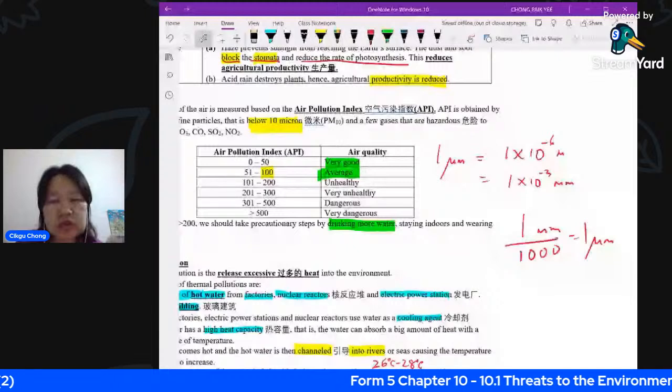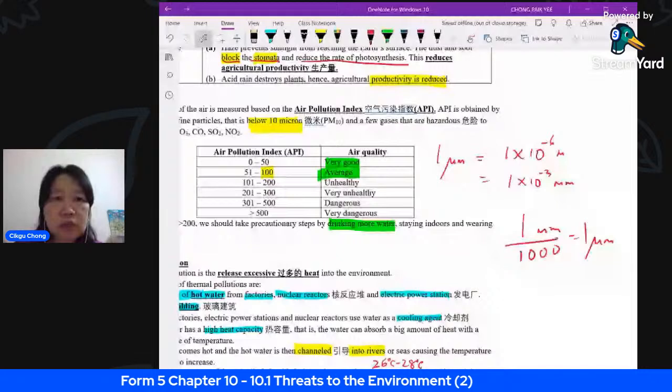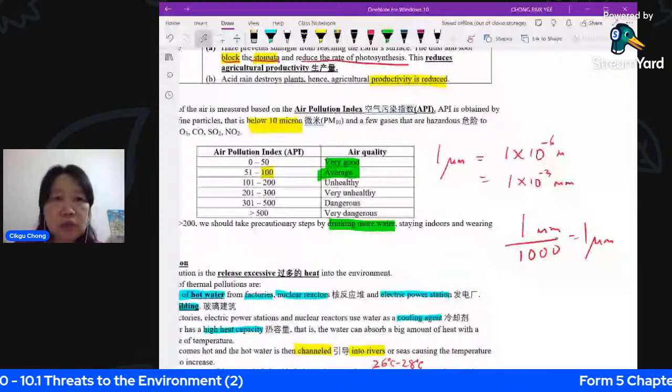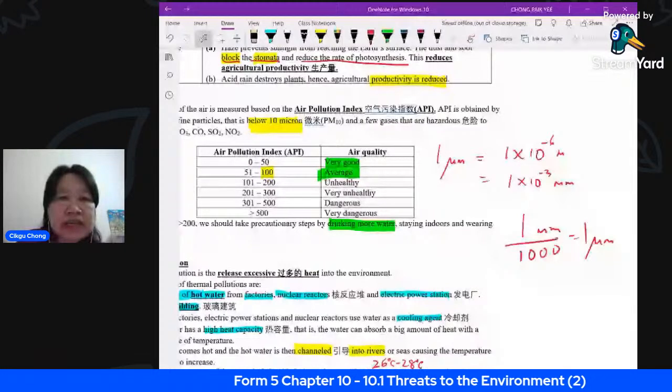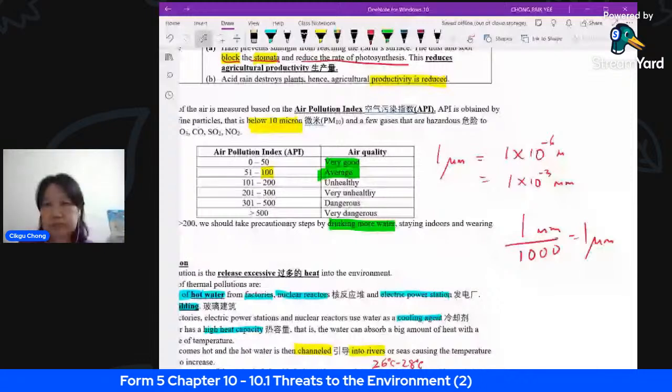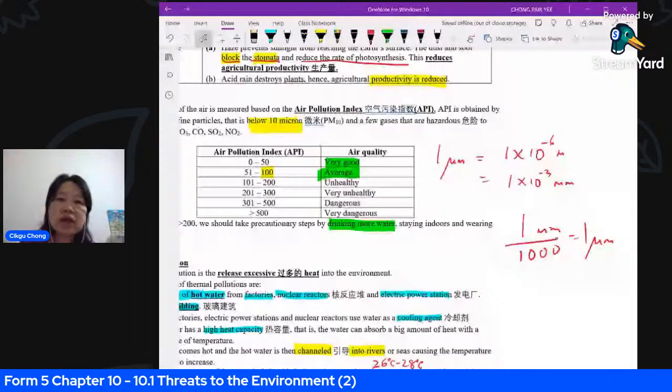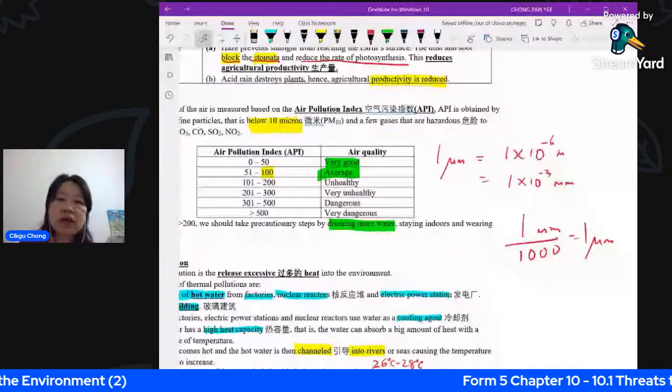Thermal pollution. So we have seen water, we have seen air. Now we look at thermal pollution. It's a release of excessive heat into the environment. What causes thermal pollution? The big culprit is actually these two. Number one is the discharge of hot water.